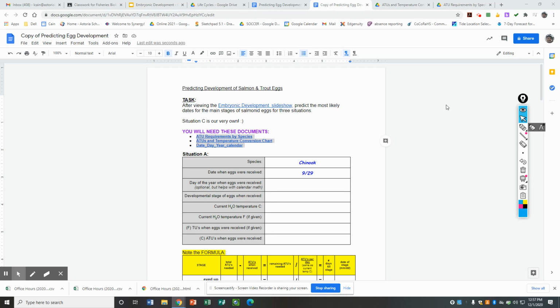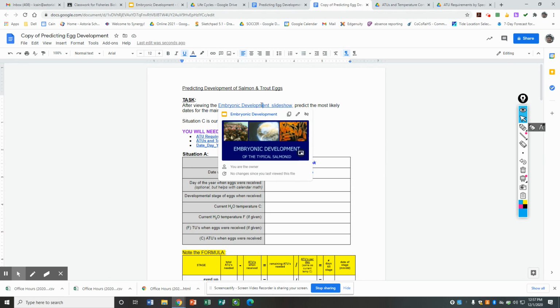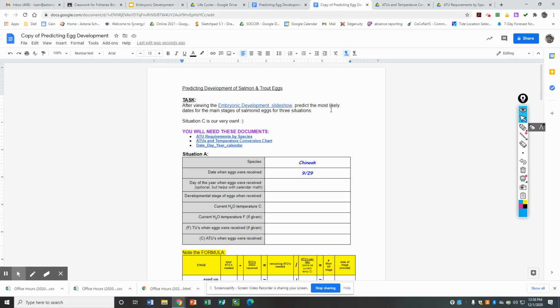Okay, so let's try to find out when our eggs are going to reach their developmental stages. It's pretty simple. It's not that hard. First of all, you should probably have watched the embryonic development slideshow, so you understand the metabolism that's behind this math. And so let's go through this.